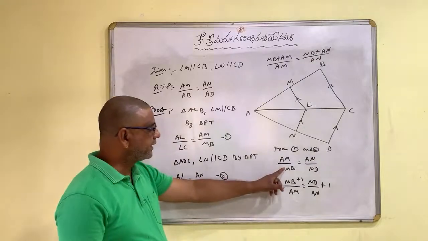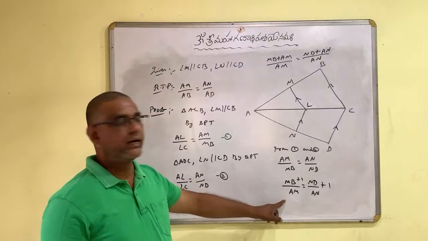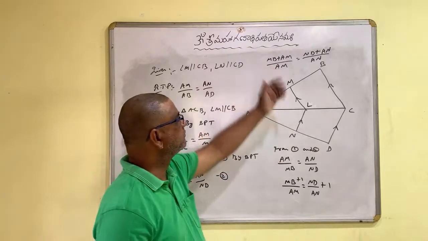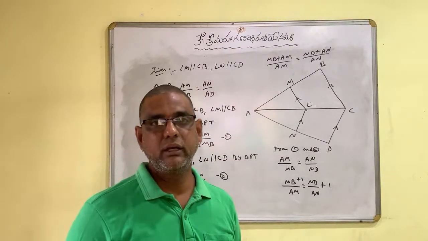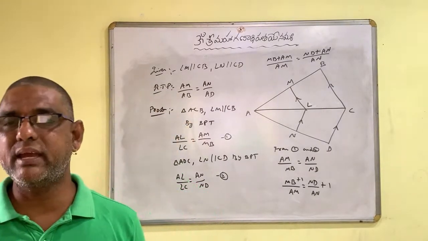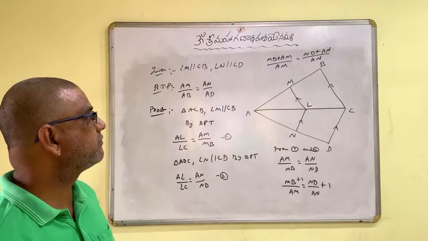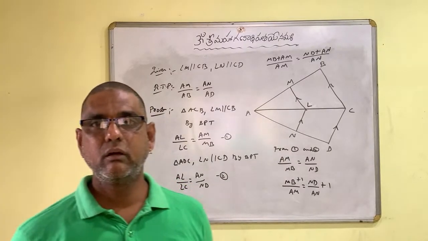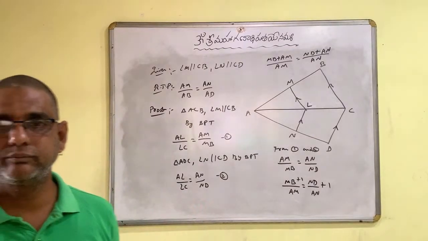First what we have to do, we need to reverse it. Then add 1 on both sides and take LCM. We will get this one. MB plus AM by AM equals ND plus AN by AN. Now observe from the figure, what is MB plus AM?